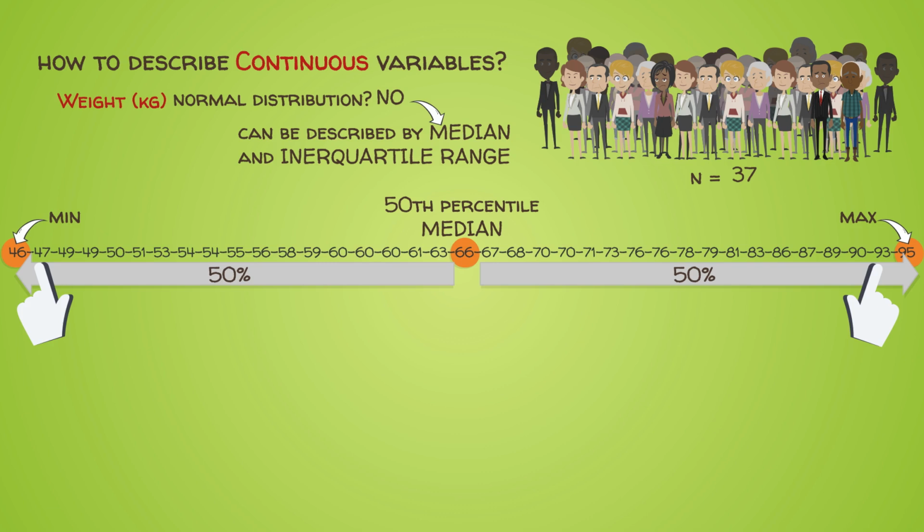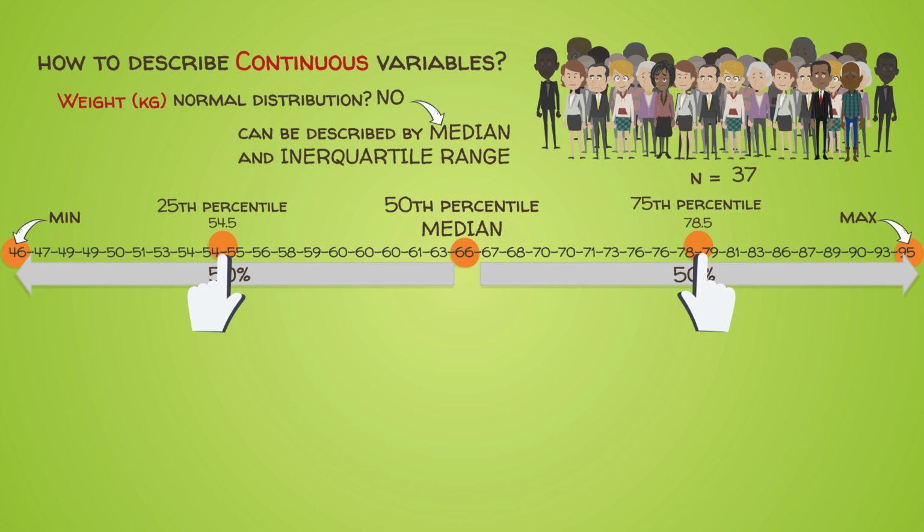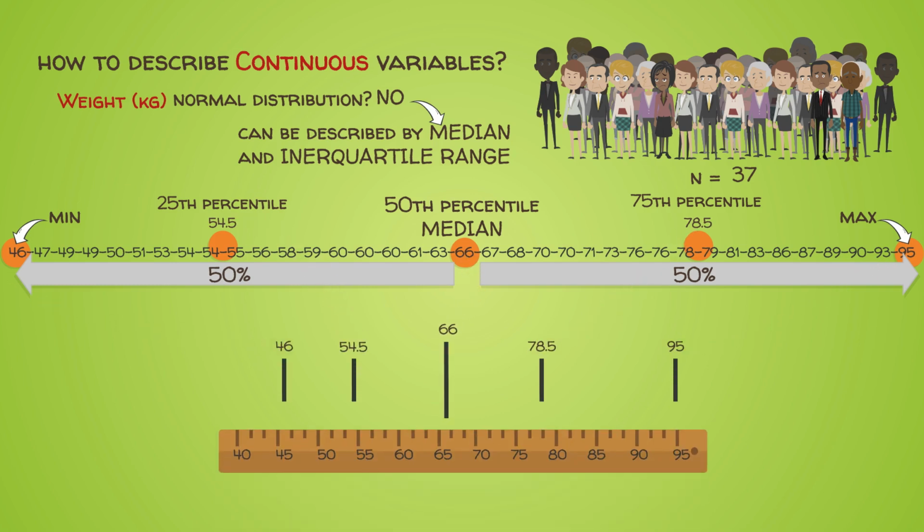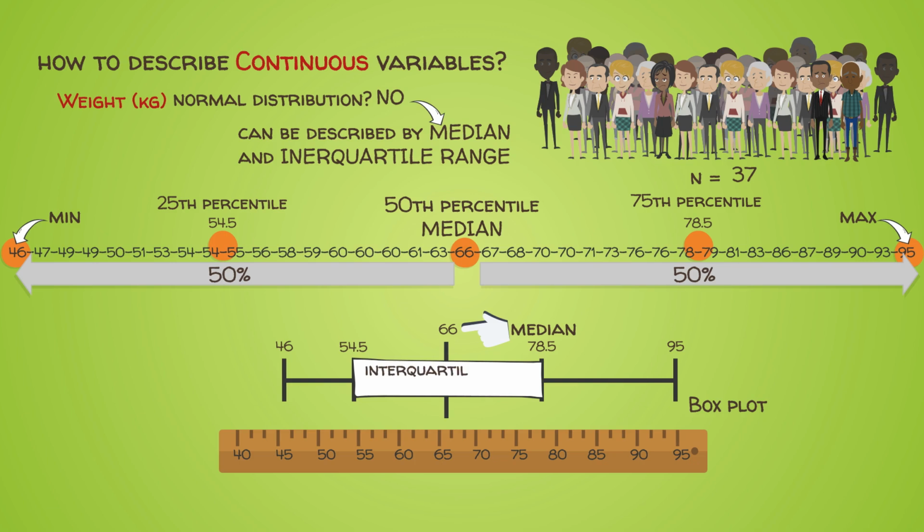Next, we can identify the middle value of the two 50% halves. If there's no single middle number, as in this case, we calculate the average of the two middle values, which gives us the 25th and 75th percentiles. Now, by plotting these 5 values on a scale, we can create a box plot, which effectively visualizes the data distribution. In this case, the median is 66, and the interquartile range is between 54.5 and 78.5, meaning 50% of the sample falls within this range.